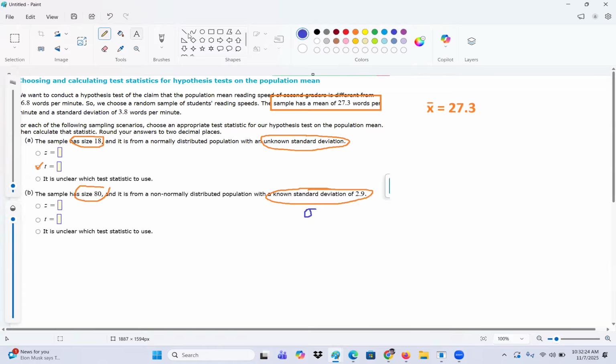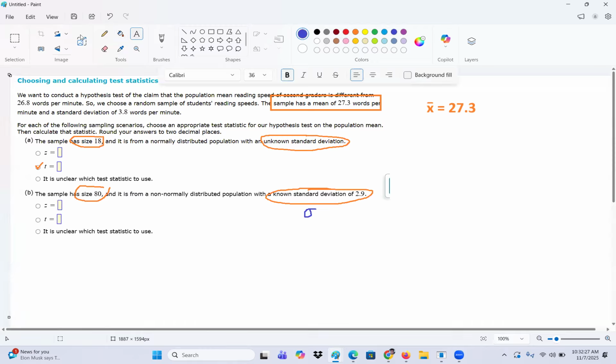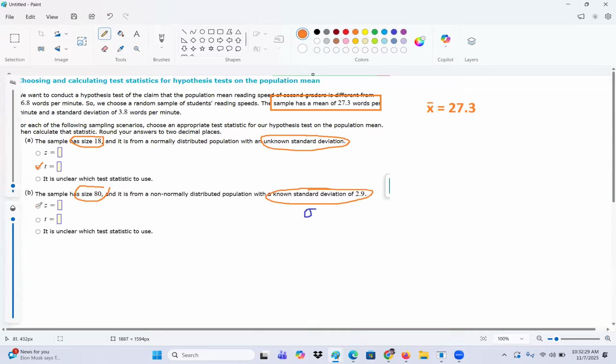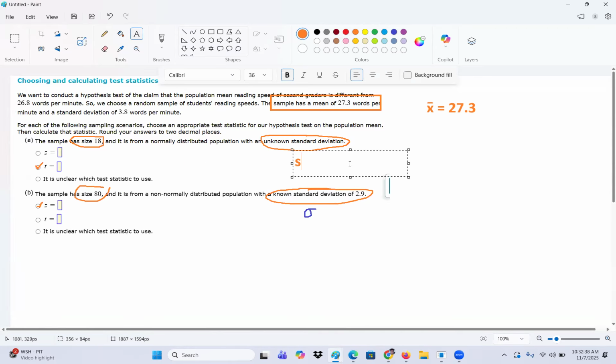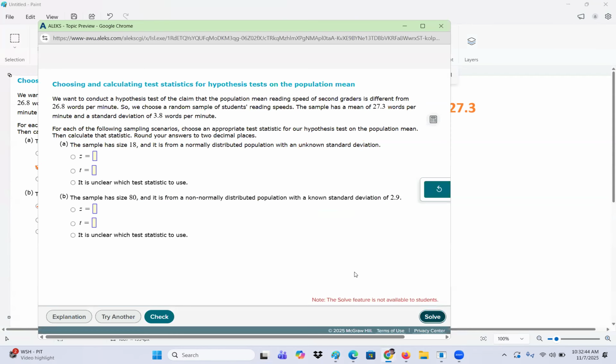And then we're going to use t. This one we're going to do z. As simple as that. So that means that we're going to have this one, with s. Okay, so we have to use the t-score. Okay, and then we need to compute that as well.